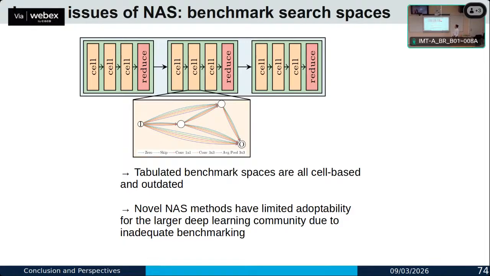So some larger issues of the field, something that we may have noticed across this presentation is this issue of the benchmark subspaces. I believe this is one of the biggest issues currently that prevents the NAS literature from really going into the mainstream. All of the tabulated benchmark spaces that exist are cell-based, and they're also quite outdated. For instance, NAS-Bench-101 dates back to 2020. So this is quite far from the transformer-based architectures, for instance, that we have. And this cell-based approach has never been used anywhere else in the mainstream deep learning literature. So novel NAS methods tend to have very limited adoptability at large because of this quite limited benchmarking.